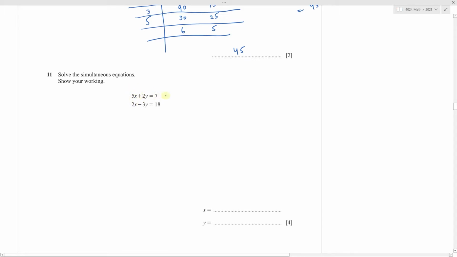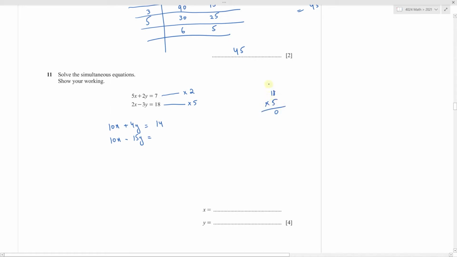So let's make this 10. I'll multiply this equation by 2. 5 times 2 is 10. And then I'll multiply this equation by 5. 2 times 5 is 10. So let's rewrite these equations. The first equation will become 5 times 2, 10x plus 2 times 2, 4y equals 7 times 2 is 14. And then the second equation will become 10x minus 5 times 3 is 15y equals 18 times 5. So let's quickly calculate this.